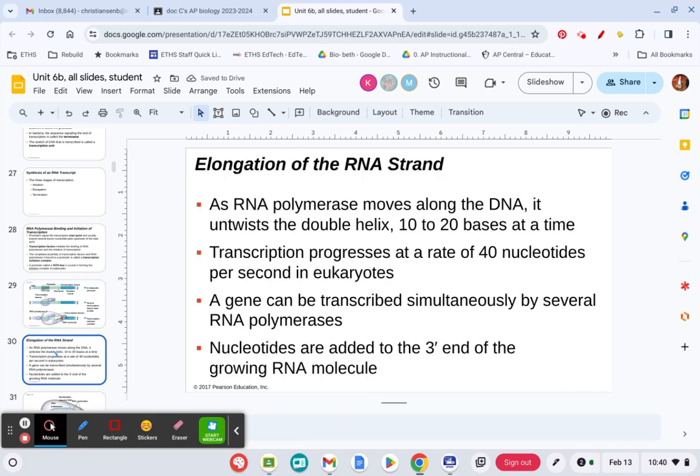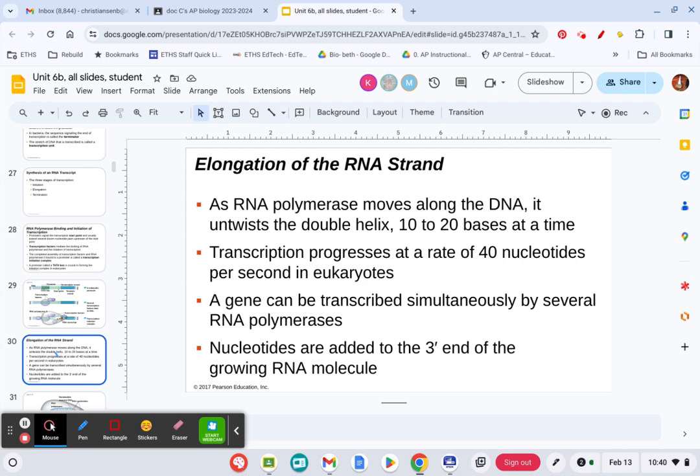Okay, as RNA polymerase does its job, it moves along the DNA. It untwists the DNA, breaks apart those hydrogen bonds like helicase would do, and it does it really fast. It does it about 10 to 20 bases at a time, but 40 nucleotides per second in eukaryotes. It's fast.